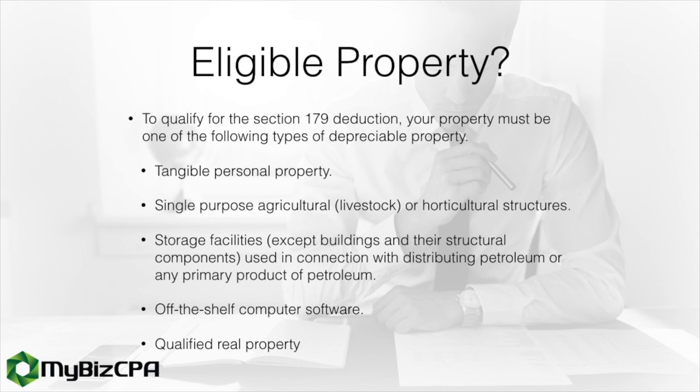To be eligible property, the property must be one of the following types. First, tangible personal property, such as machinery and equipment used in connection with your business. Second, a single-purpose agricultural or horticultural structure qualifies as eligible property. There are also provisions for research and storage facilities used in connection with manufacturing, production, extraction, furnishing transportation, communications, electricity, gas, water, or sewage disposal services. Eligible property also includes off-the-shelf computer software and qualifying real property.